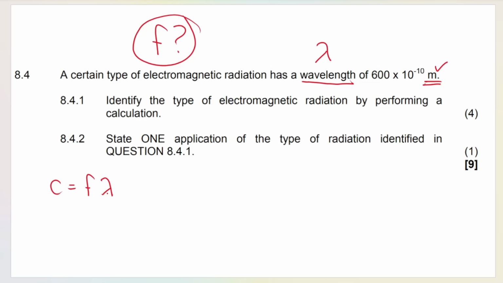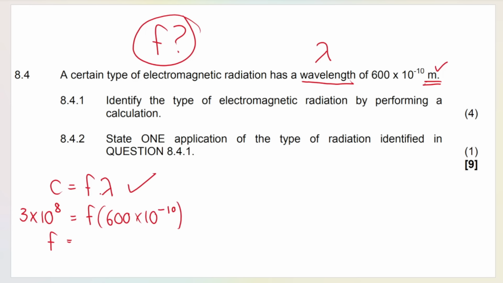So you need to write your blank formula first. That'll get you a mark. Then you must substitute in your values. So we know C is 3 times 10 to the power of 8. Frequency is what we're looking for. The wavelength is 600 times 10 to the power of negative 10. And we need to solve for frequency.